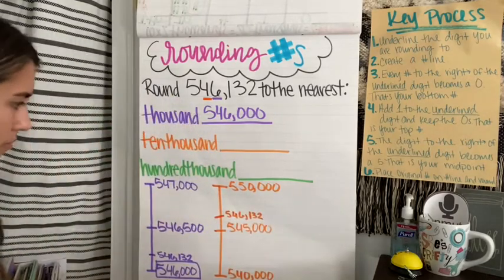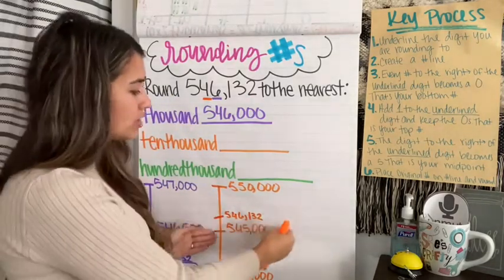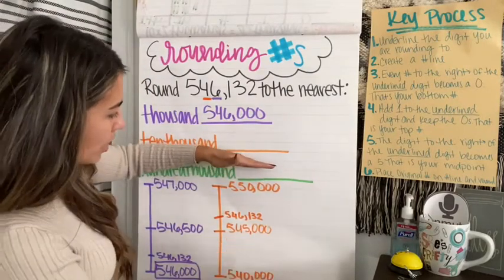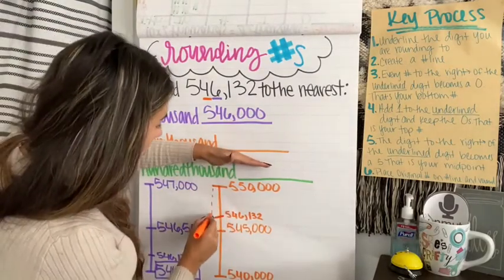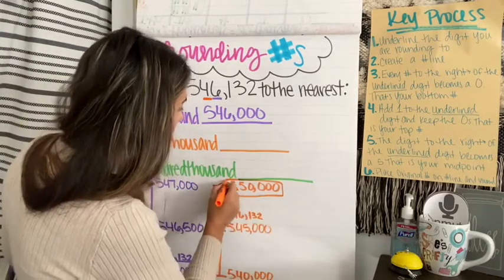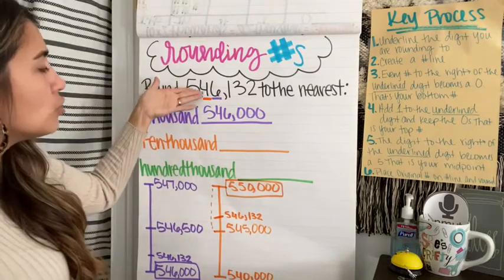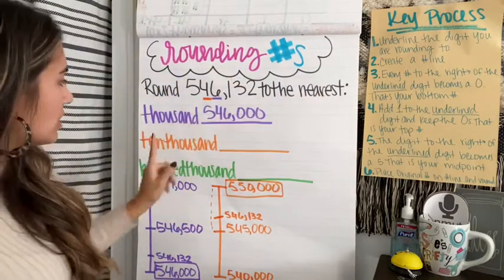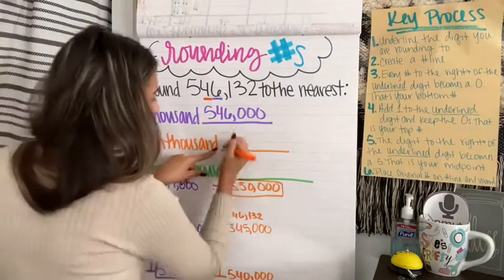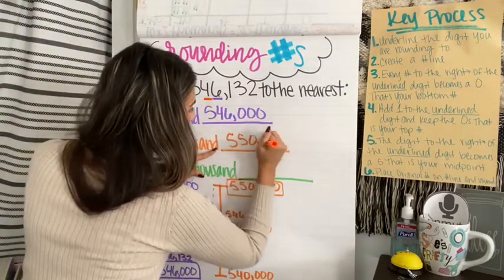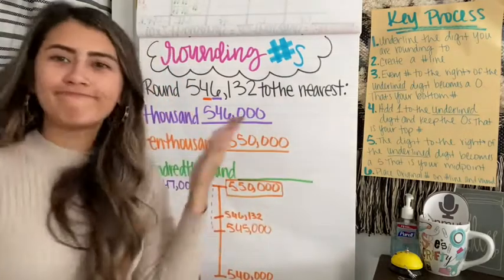546,132. Okay, well, I'm not rounding to my midpoint. I want to round to my top point or my low point. And since it is up here in this section, I will be rounding up. So 546,132 to the nearest 10,000 would be 550,000. Okay?